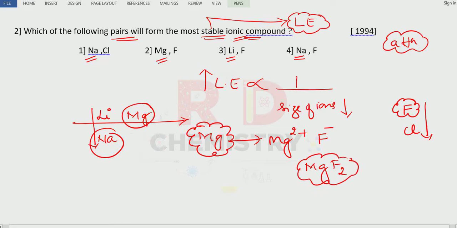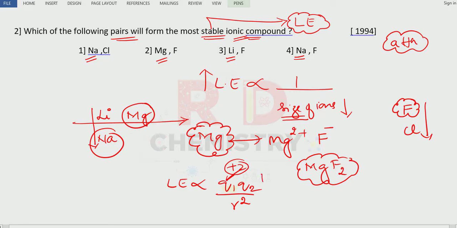Remember, stability depends on the lattice enthalpy, and lattice enthalpy is inversely proportional to the size of the ions. Clear? Right? Also, remember, lattice enthalpy is directly proportional to Q1 times Q2 divided by R square. Q1 is the charge on the cation. Charge is the same everywhere, right? Lithium plus 1, lithium plus 1, sodium plus 1, but magnesium plus 2. As the charge increases, lattice enthalpy also increases.